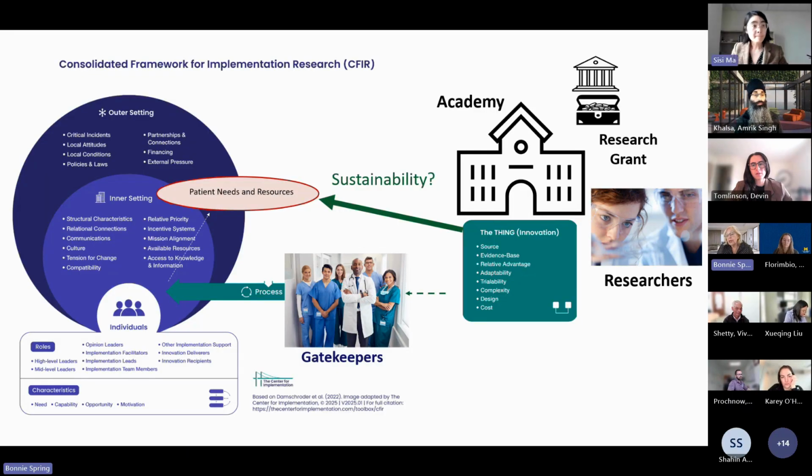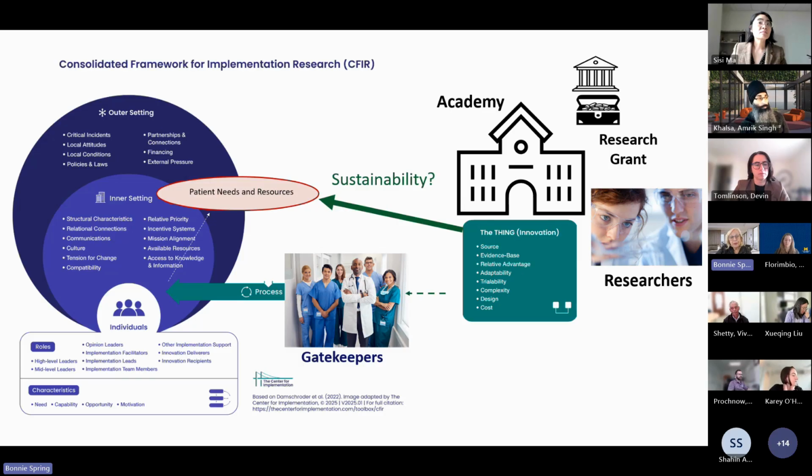We live in the ivory tower. What implementation scientists have done is to help us understand something about these systems. They make a differentiation between the outer setting, which has to do with things like reimbursement of care, policies, and laws, what kind of external pressures an institution is under, partnerships. That's the outer setting. The inner setting is where all of the people in the hospital or the clinic work. And these are people who can be high-level leaders, mid-level leaders, opinion leaders, just plain old clinicians.